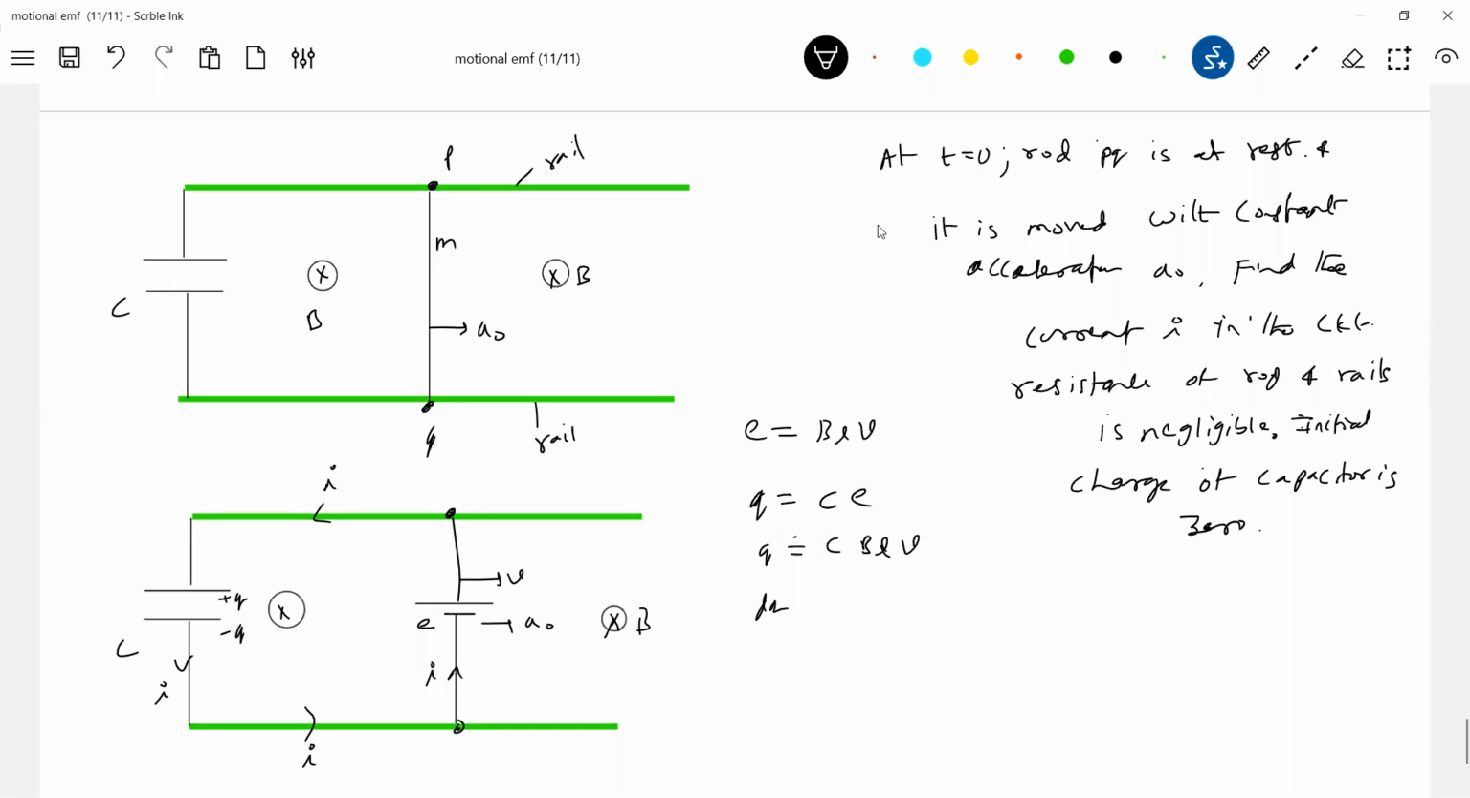I'll differentiate this, dq by dt. So CBL dV by dt. dq by dt is what? Current. And what is dV by dt? Rate of change of speed of the rod. That is the acceleration of the rod. Oh, this is very important. In all your numericals, where there's a resistor, current will be proportional to the velocity of the rod. Where there's a capacitor, current will be proportional to acceleration.